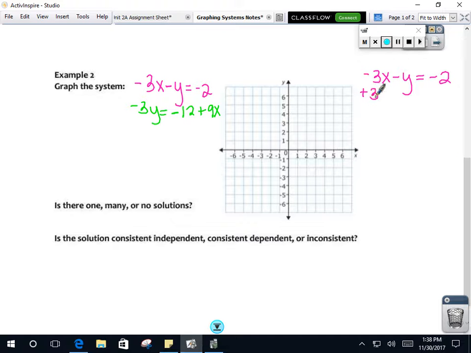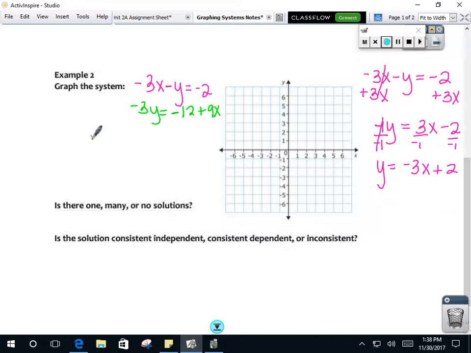Add the 3x to cancel it on the left and move it to the right. Now on the left, I have a negative y. And on the right, I have negative 2 plus 3x or 3x minus 2. Just go ahead and put it in mx plus b order. Now do I have it in slope-intercept form? No, why not? This is a negative 1 that's being multiplied by y. So to undo multiplication, we divide by negative 1. Those cancel, leaving y by itself. 3 divided by negative 1 is negative 3x, and negative 2 divided by negative 1 is positive 2.